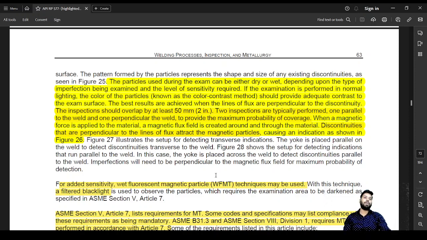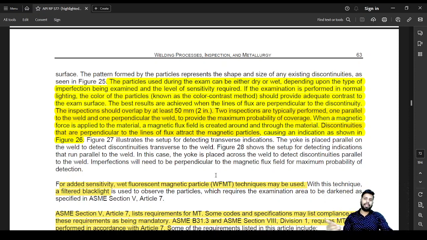But dry particle is generally going to be much better for identifying subsurface discontinuity, whereas wet particles are going to be much better for identifying surface cracks or surface defects. If the examination is performed in normal lighting, the color of the particles is going to provide a better contrast with the surrounding background. So if you are viewing the particles under normal light, it is considered to be visible testing. If you are viewing the particles under a special kind of UV light, then it is generally considered to be a fluorescent method.